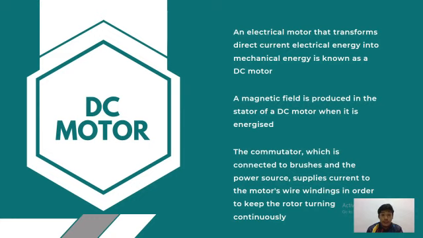First, DC motor. An electrical motor that transforms direct current, electrical energy into mechanical energy is known as a DC motor. A magnetic field is produced in the stator of a DC motor when it is energized. The commutator, which is connected to the brush and the power source, supplies current to the motor's windings in order to keep the rotor turning continuously.